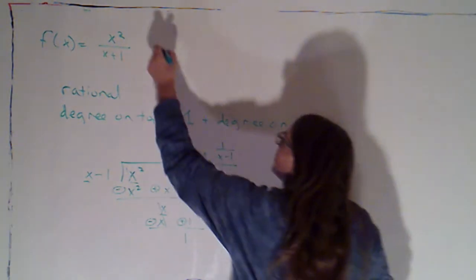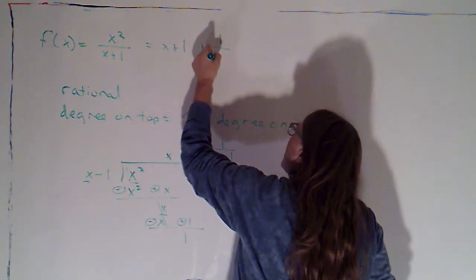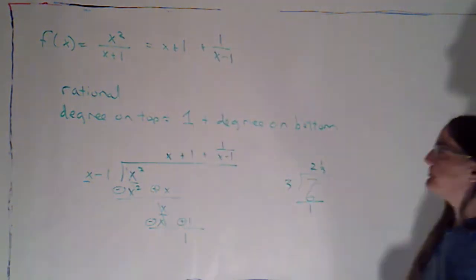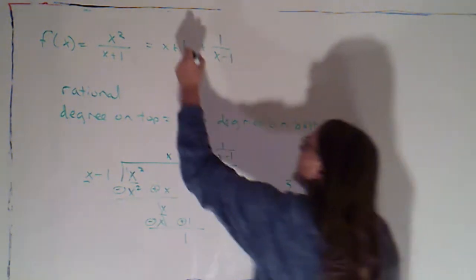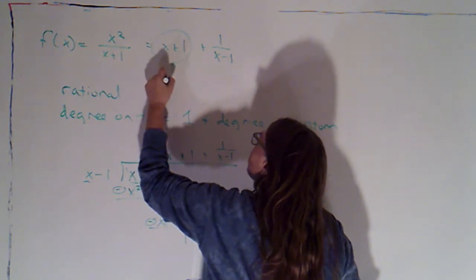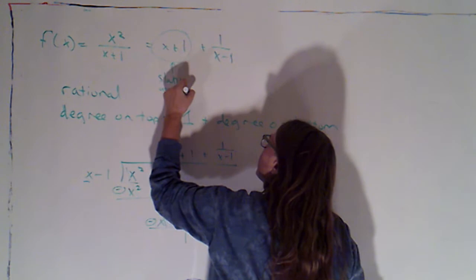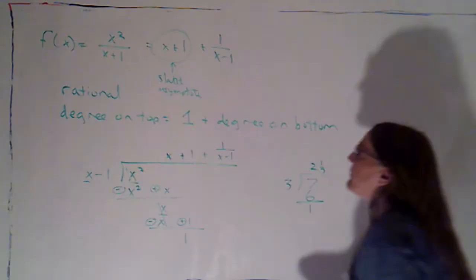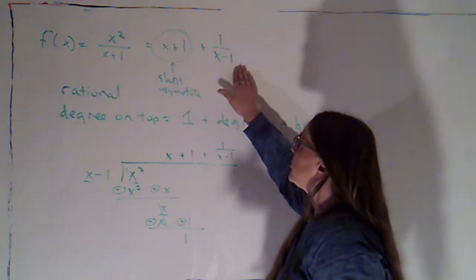So this function is the same as x plus 1 plus 1 over x minus 1. That's what that long division gave us. And this right here, the x plus 1, that is our slant asymptote. And the reason is that the function is just the sum of these two terms.